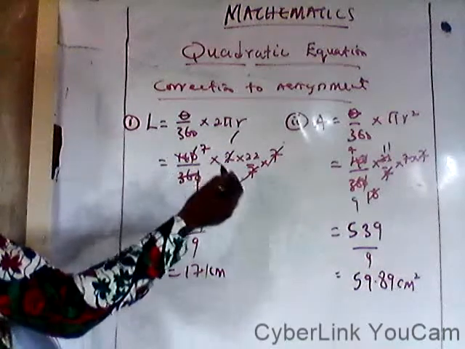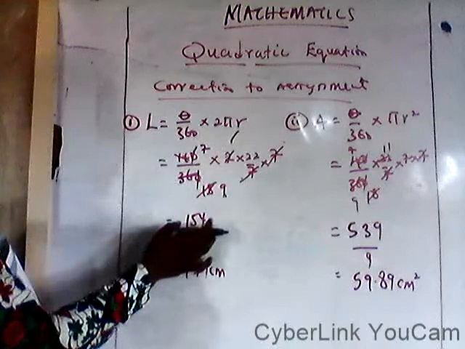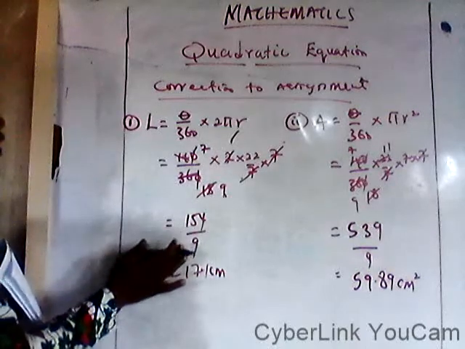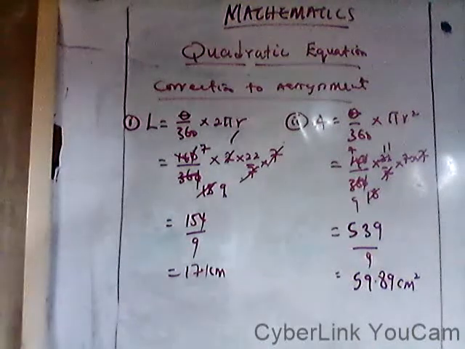So what you are going to have now is 7 multiplied by 22, and that will give you what? 154. Divided by 9, you are going to get 17.1. So that is for question 1A.